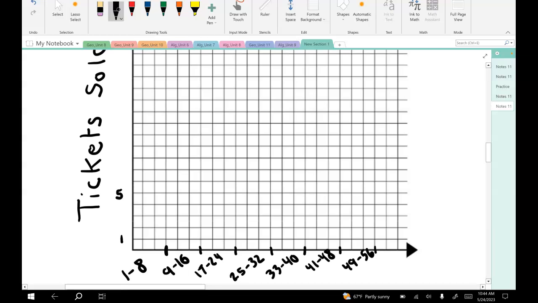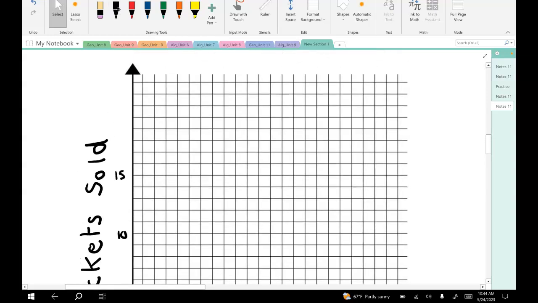5, oh, where'd it go? 6, 7, 8, 9, 10, 11, 12, 13, 14, 15, 16, 17, 18, 19, 20, and then 25 is at the top of the arrow if you were to add an extra line in.